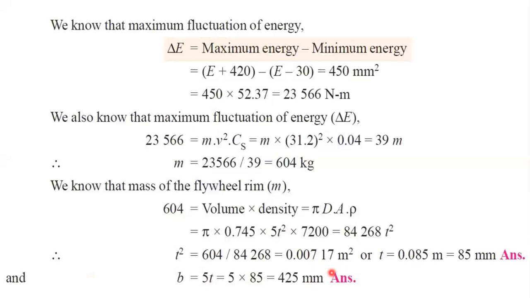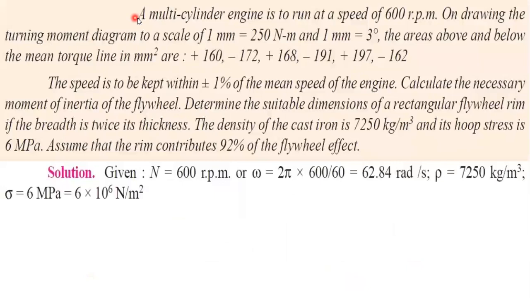In the next problem, a multi-cylinder engine is to run with a speed of 600 rpm. So N is equal to 600. They have given the turning moment diagram with the scale factor clearly: 1 millimeter is equal to 250 Newton meter and 1 millimeter is equal to 3 degrees. The areas they gave below. The speed is to be kept within plus or minus 1% of mean speed. So automatically omega 1 minus omega 2 is equal to 2% of the mean speed.